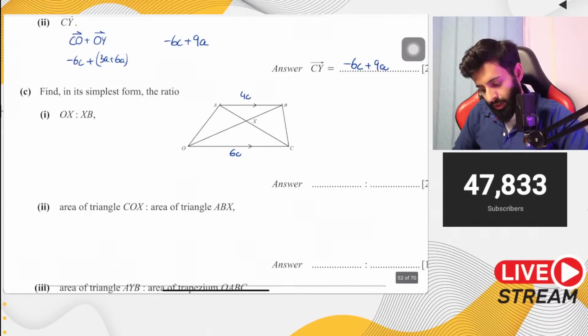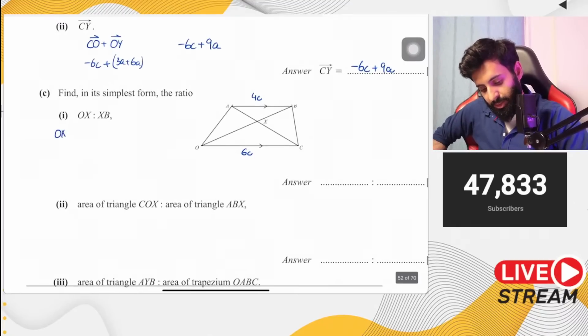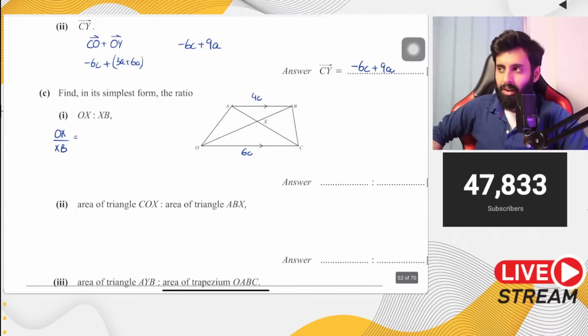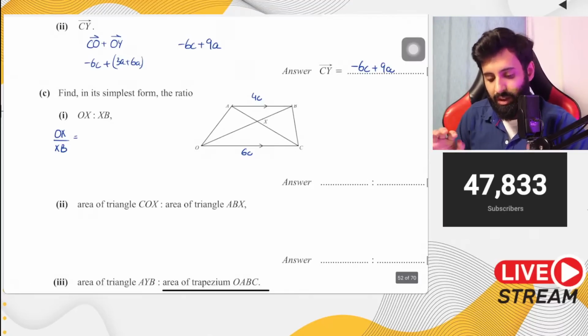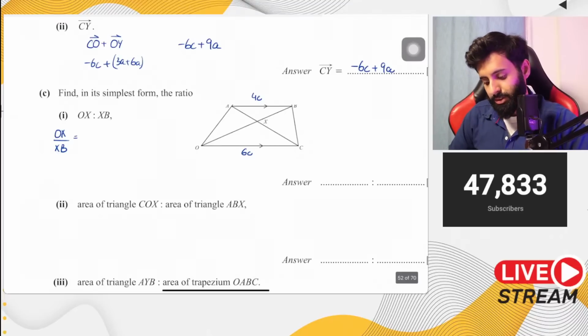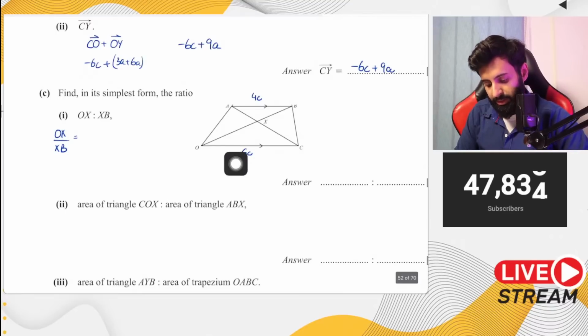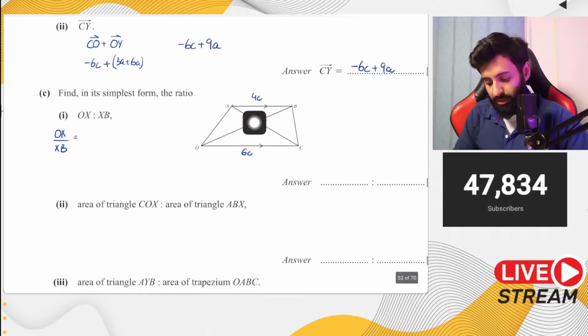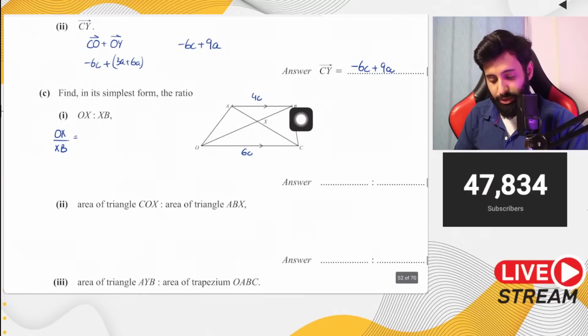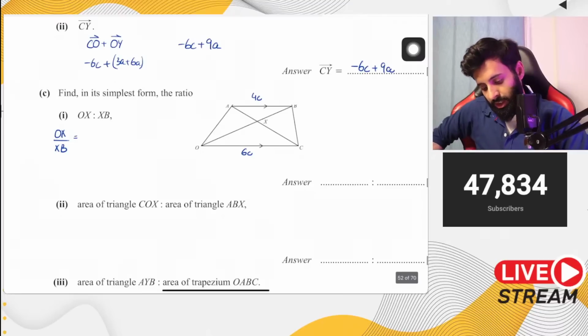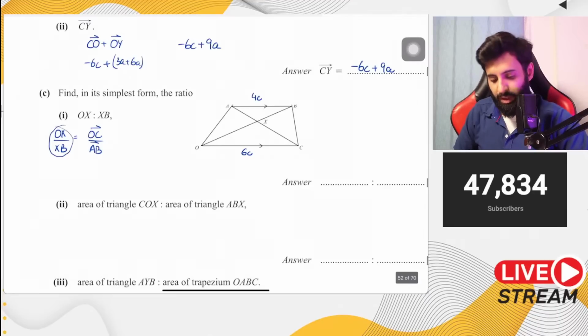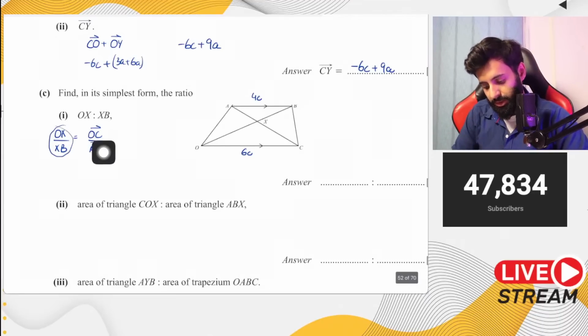Now, in order to find the ratio of OX and XB, you don't have to know these two lengths only. As long as you know any other pair of corresponding lengths, you can find the ratio of these lengths as well. Why? Because whatever ratio OX and XB are in, OC and AB will also be in the same ratio, since they are similar corresponding lengths. So instead of finding OX and XB, which we can't because we don't have them, I will instead find the ratio of OC and AB.